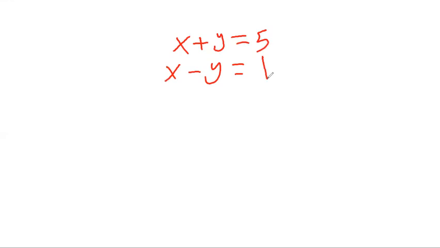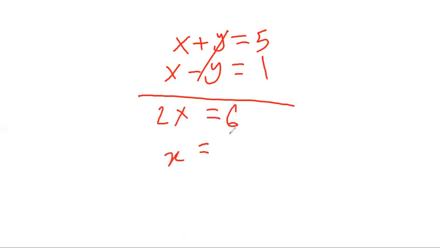Yes. Firstly, we'll cancel y because we subtracted. We will cancel the two y. We will add the two equations, that's right? Yes. So positive y and the negative y, the sum is 0. So we have 2x equals 6. Very good. Then 1x equals 6 divided by 2 equals 3. Then x equals 3.